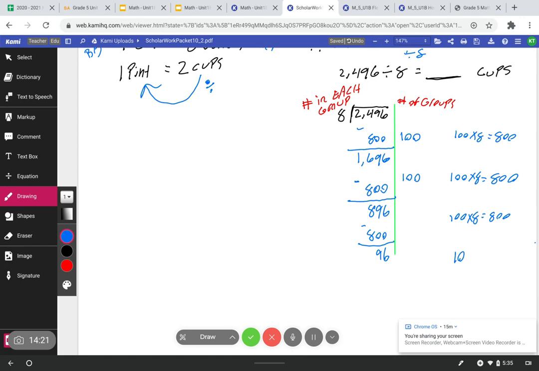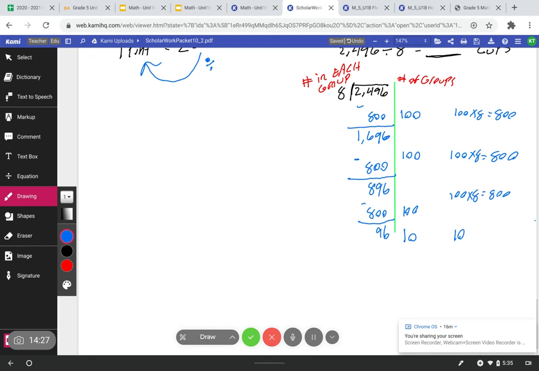10. So let's do a group of 10, which is going to be 80. So 10 times 8 equals 80. And we're going to subtract 80 from 96. Let's see how much we have left over.